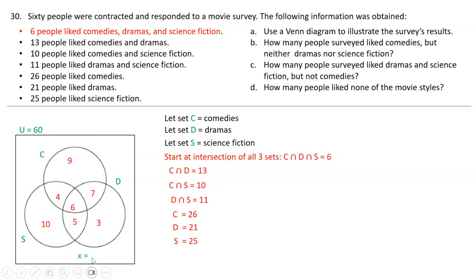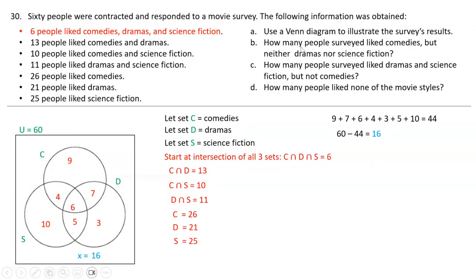How many are in the outside? How do we get that? There's a total of 60. So we're going to add all these right here: the 9, the 7, the 6, and the 4, the 3, 5, and 10. That is equal to 44. Since there's 60, it's going to be 60 minus 44, which will give us 16. So X is equal to 16, which means there are 16 who don't like any of the movies.